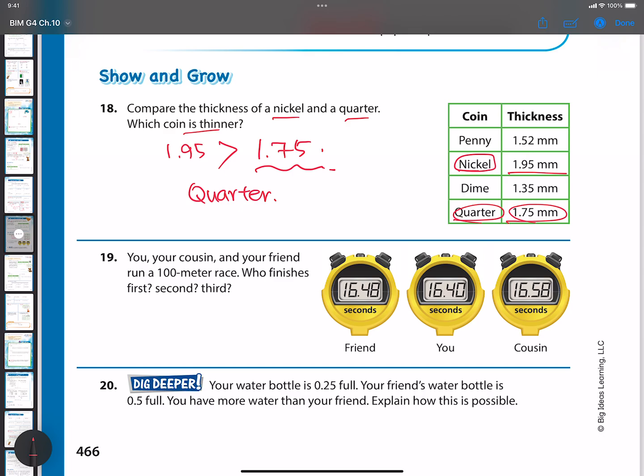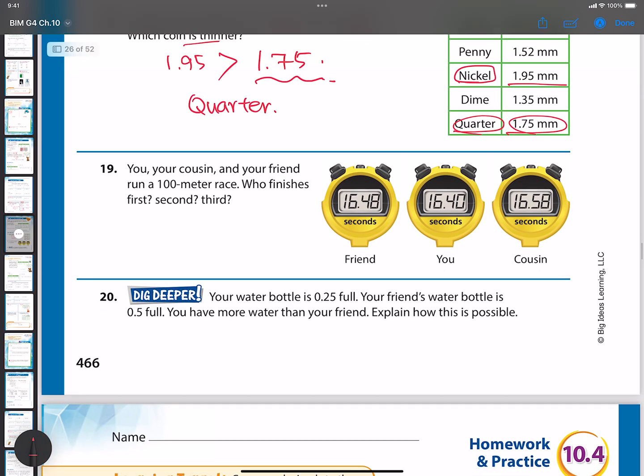All right, now number 19. You, your cousin, and your friend run a 100-meter race. Who finishes first, second, and third? Okay, let's compare. 16, 16, 16. Okay, those are all ones, right? And then let's compare these tens. Four tens, I mean, 4, 4, and 5. Okay, so your cousin comes at the end, because it takes longer. So your cousin comes at the end.